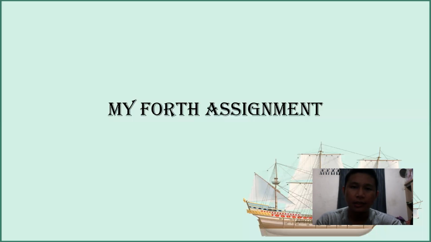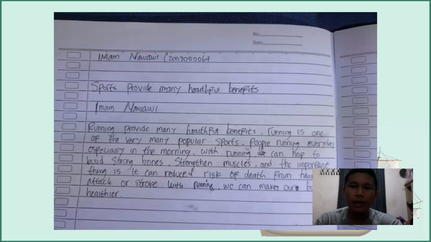My fourth assignment. So this is my assignment with a paper document from last week. It is about explaining and commenting on a paragraph a classmate made. This one is made by Imam Nawawi. Sports. Let me read the paragraph.